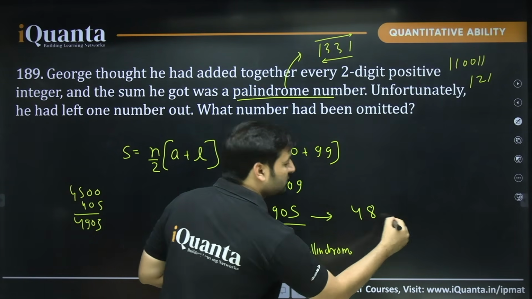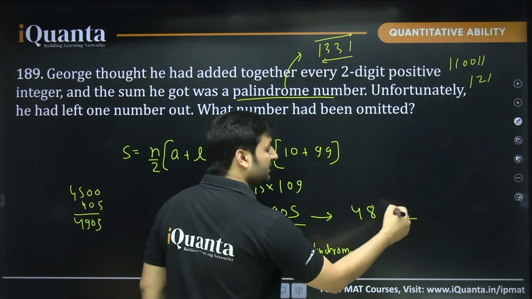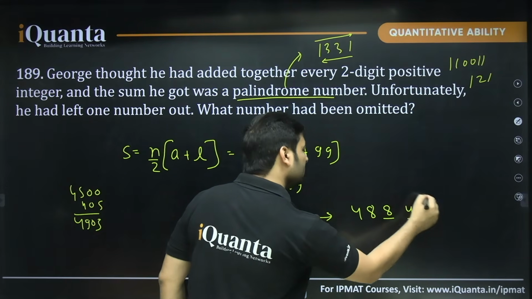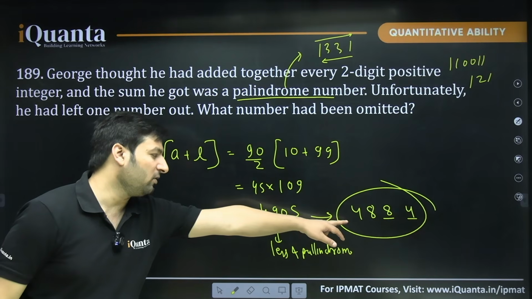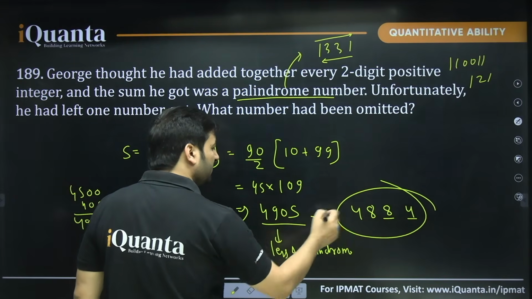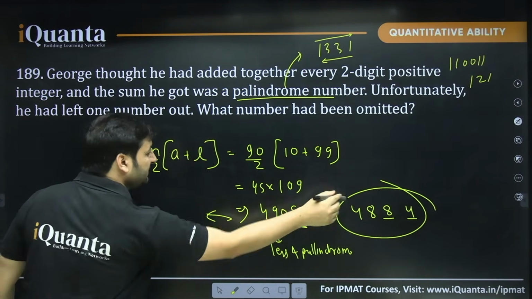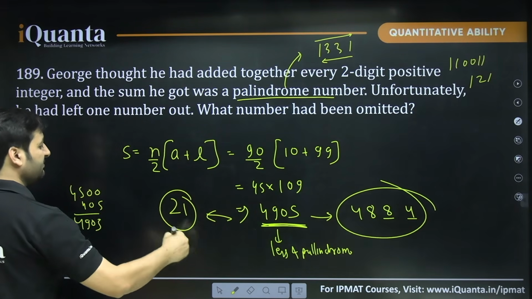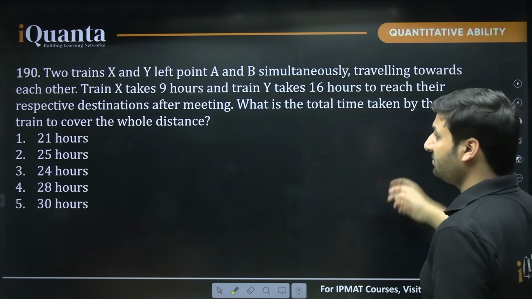If this has to become a palindrome, starting with 4 8, the last two digits should read backwards, so 8 4. This would be the palindrome number that he would have got because he has missed the number. Which is the number missed? Just find out the difference between the sums. 4905 minus 4884 is 21. He has missed the number 21. Okay, this is a very good question that they can ask you in sum of series.